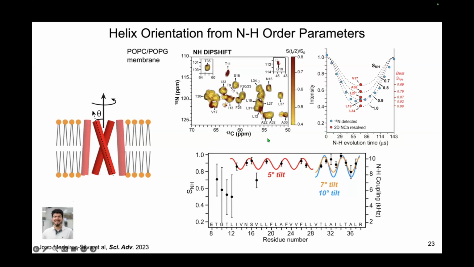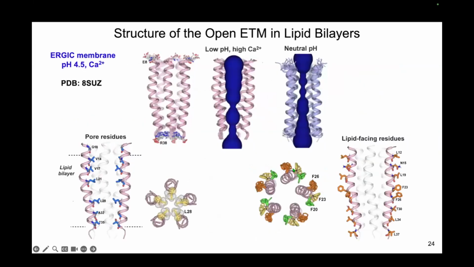So we check to make sure that indeed in this low viscosity and very fluid membrane, this whole helical bundle is moving as seen by these data. And then we extract NH dipolar couplings and convert them to the helix orientation. All right, so what we find is that in the open state, most of the peptide is slightly tilted, only about 5 degrees from the bilayer normal, except for the C-terminal about 1/3, which is slightly more tilted. And so this is a very useful constraint that allows us to calculate the atomic resolution structure.